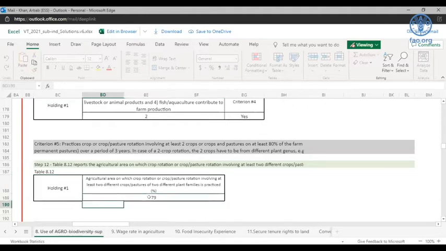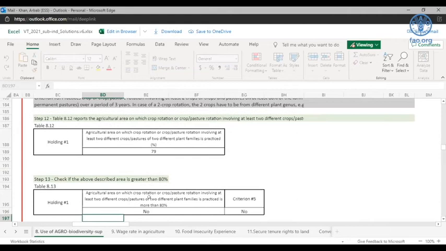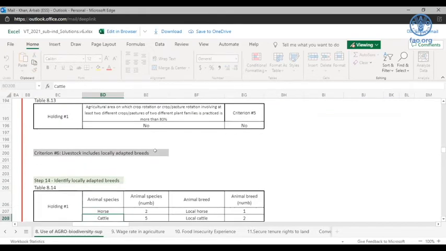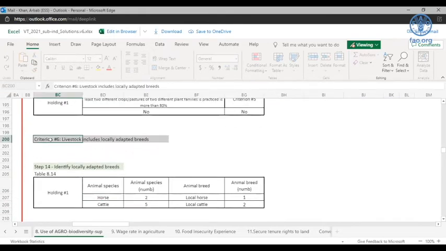And then we see what response we get. If it is greater than 80%, then the criterion is satisfied. If it is less than 80%, then the criterion is not satisfied. As you can see here, this holding is not satisfying criterion number 5. And then criterion number 6 is that livestock includes locally adapted breeds.